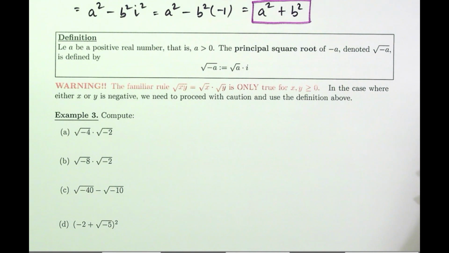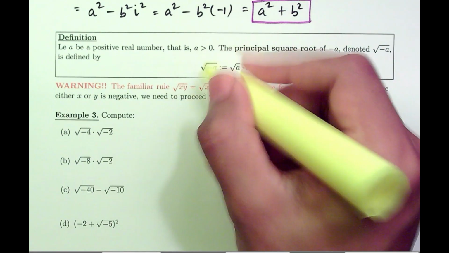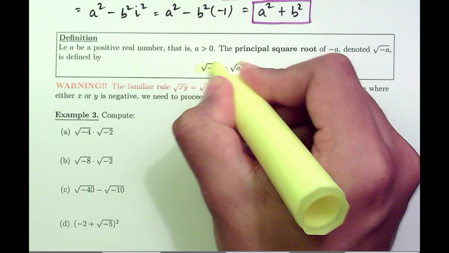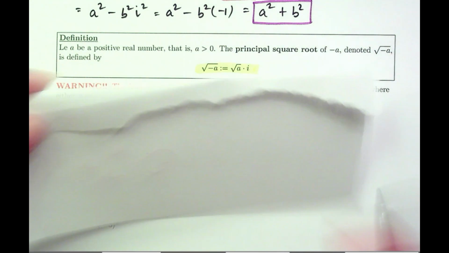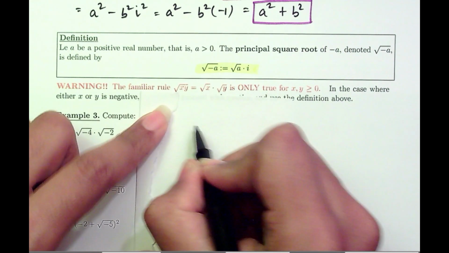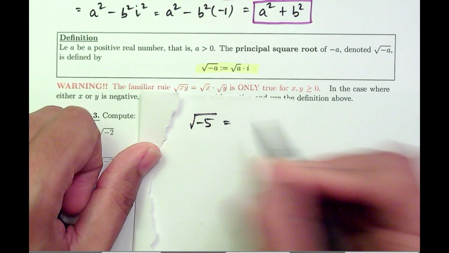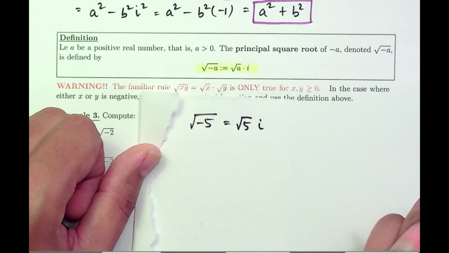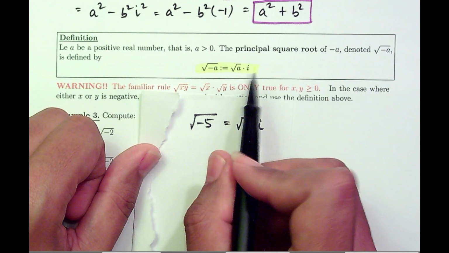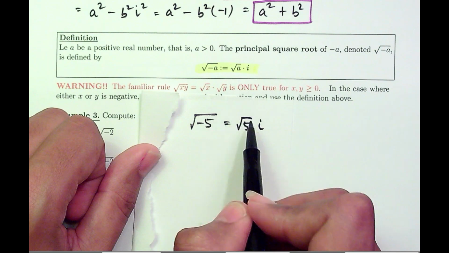So how do you simplify the square root of a negative number? This is how you simplify it. So the square root of a negative number, let's say negative a, is by definition going to be the square root of the positive number without the negative sign times i. So a quick example would be, let's say, square root of negative 5. How is that simplified? That is just the square root of 5 times i. And notice that the i is outside of the square root, not inside. Okay, you have to write it outside.